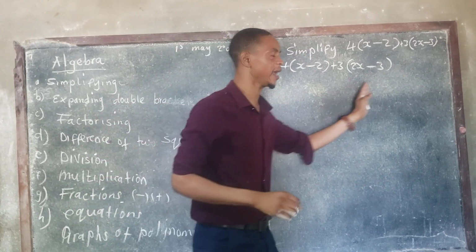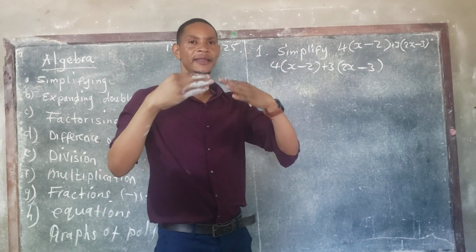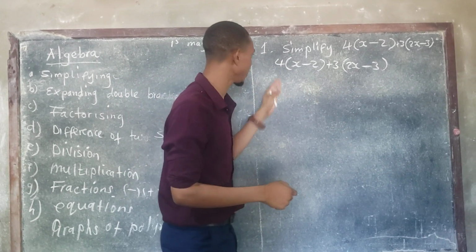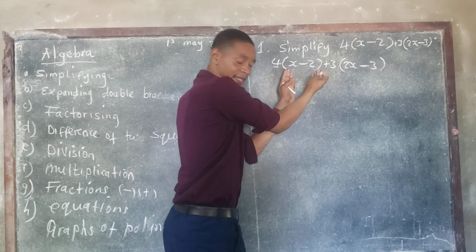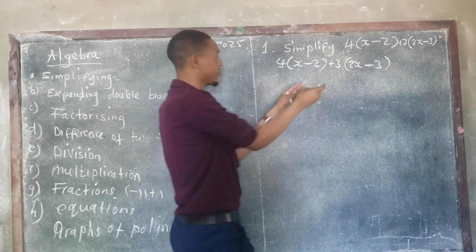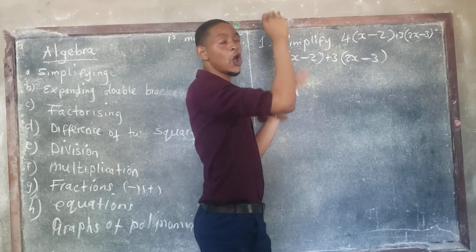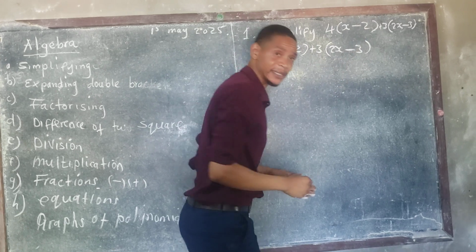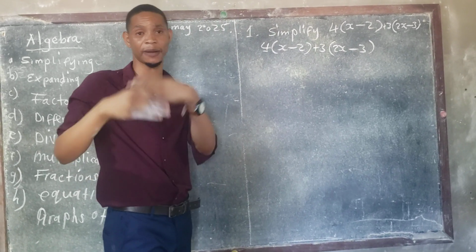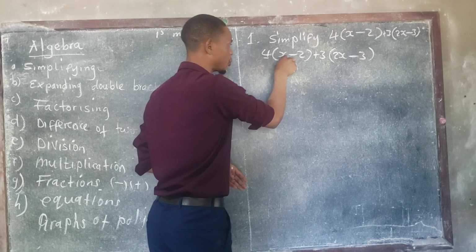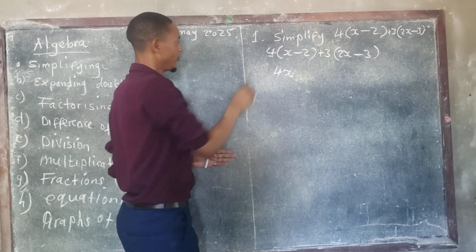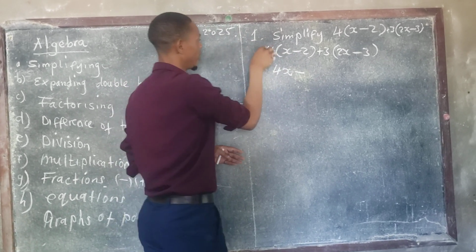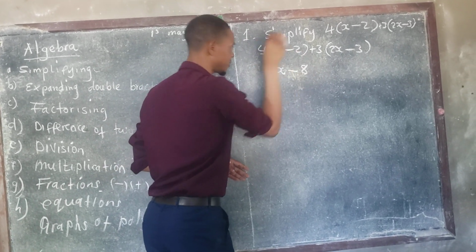My first rule is to remove the brackets by multiplying the outside number with every term inside the brackets. I'll do the same for the second bracket. So 4 multiplied by x gives 4x. Then 4 is positive, and positive times negative is negative, so 4 multiplied by 2 is negative 8.